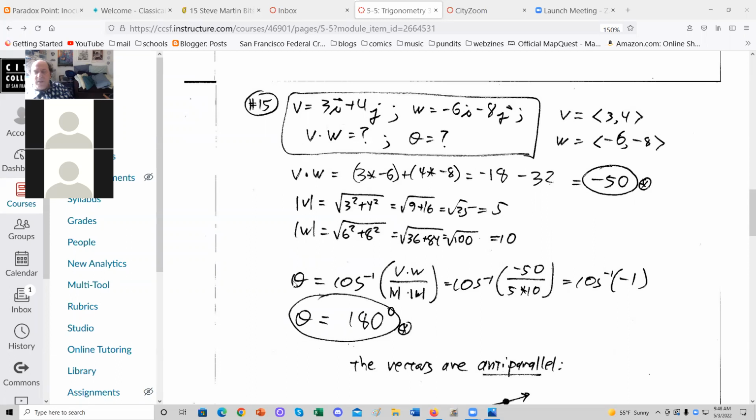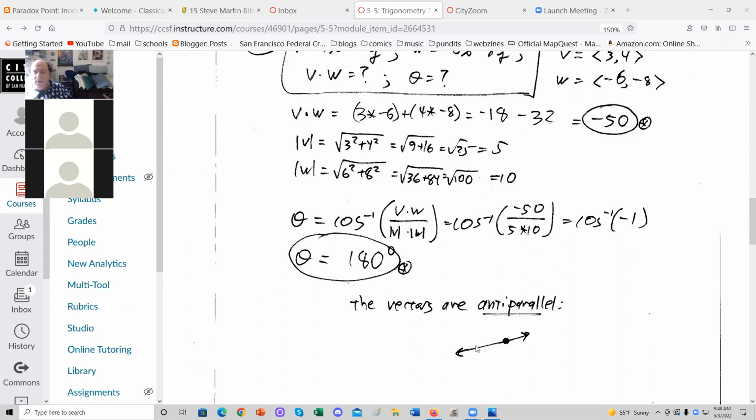So theta is arc cosine of the dot product, negative 50, over the product of the lengths, 5 times 10. That's arc cosine of negative 1, which means you have to go all the way around the circle to 180 degrees. These are anti-parallel. They're pointing in opposite directions. 3 by 4 here, negative 6 by negative 8, opposite direction and twice as long.